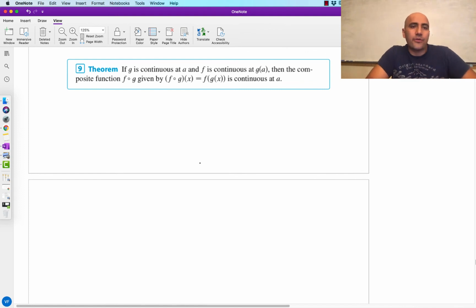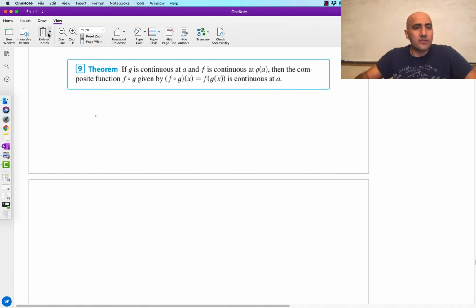Okay, so that leads us to theorem 9. If g is continuous at a and f is continuous at g of a, then the composition of functions f composed with g, given by this notation, f composed with g at x, is equal to f of g of x. That's what this notation means. And it is also going to be continuous at a, right?